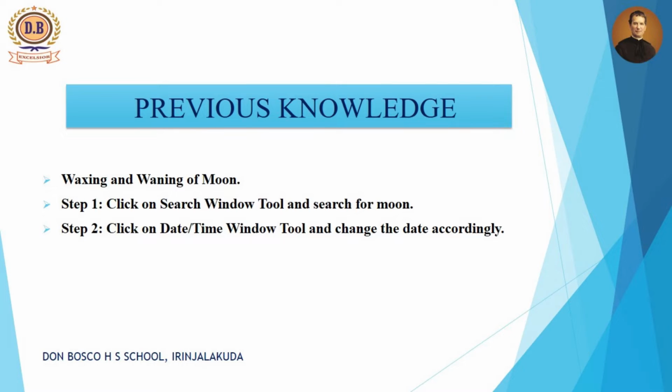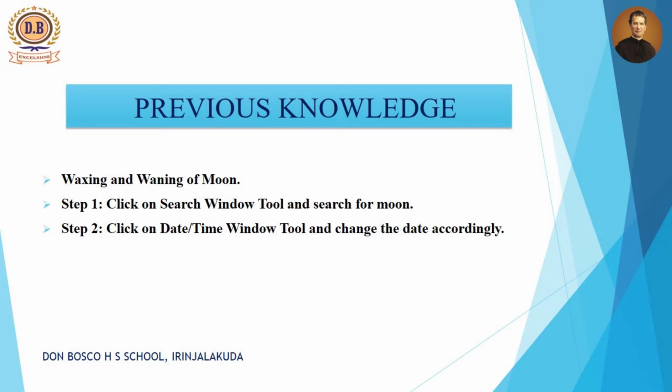In the last class we have studied a topic called waxing and waning of the moon. As I have already explained to you in the Google Meet, this topic was very simple. What you have to do? You have to do only two steps. The first one is you have to click on search window tool and search for moon. That is the first step, and you zoom in to view the moon clearly.